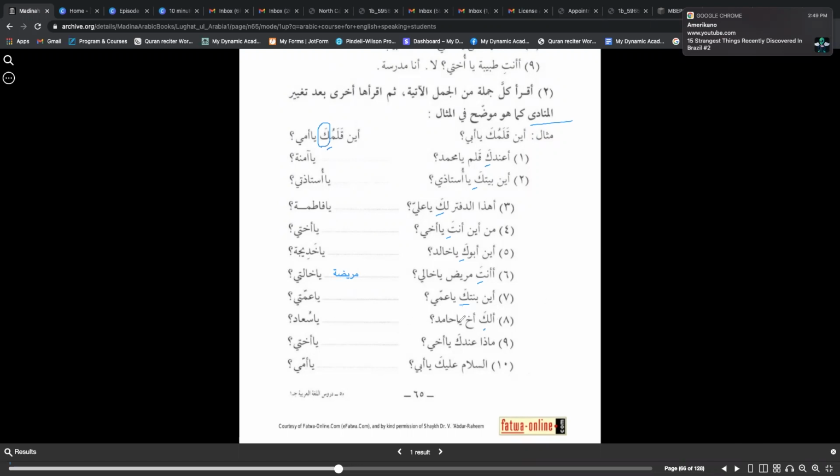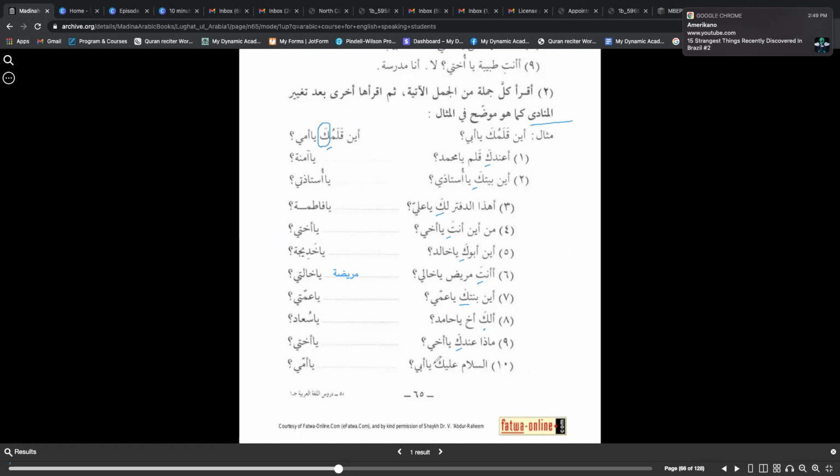That's all you have to change. Alaki akhun ya Suadu. Mada indaka ya akhi? What do you have, oh my brother? And we're changing it to, oh my sister. So we just change it: Mada indaki ya ukhti.